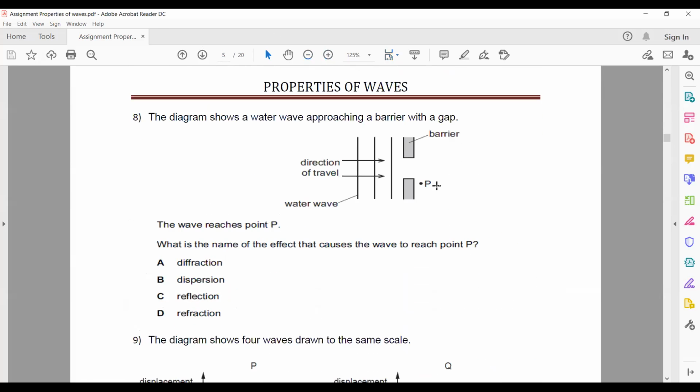Question 8. What is the answer? The diagram shows a water wave approaching a barrier with a gap. The wave reaches point P. What is the name of the effect as the water reaches point P? As the wave passes through a gap, it spreads out, and the spreading of a wave is known as diffraction.